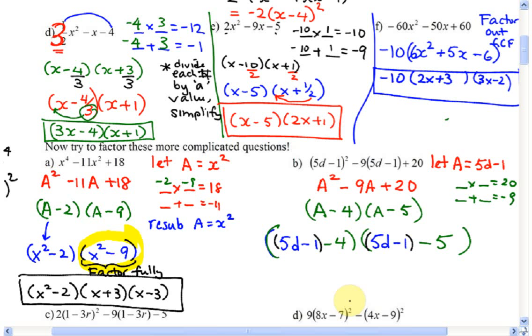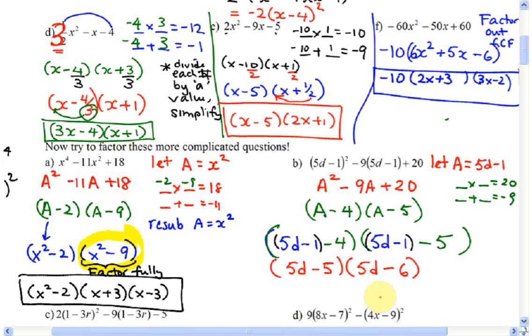Don't leave your answer like this. See if you can simplify. The first bracket here, 5d minus 1 minus 4, just becomes 5d minus 5. Don't say 6. And then 5d minus 1 minus 5, here you go. Now you can say 5d minus 6. Leave your answer like this, and I'll say you're almost done.